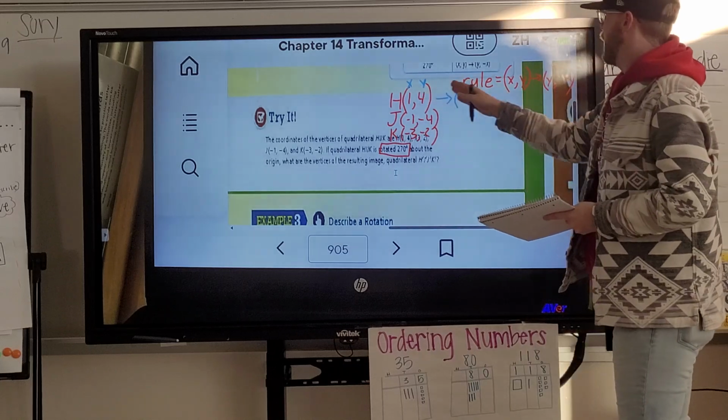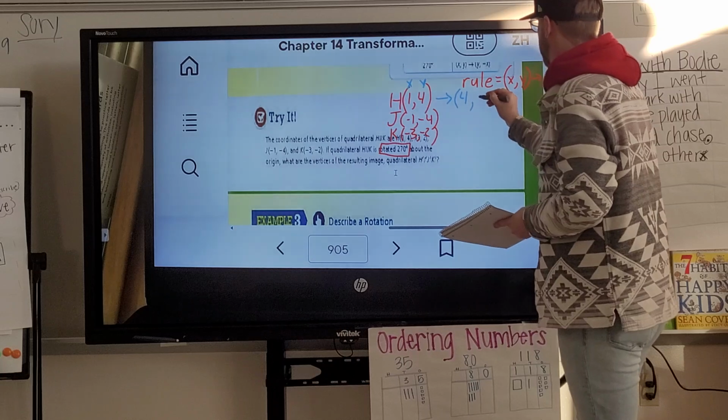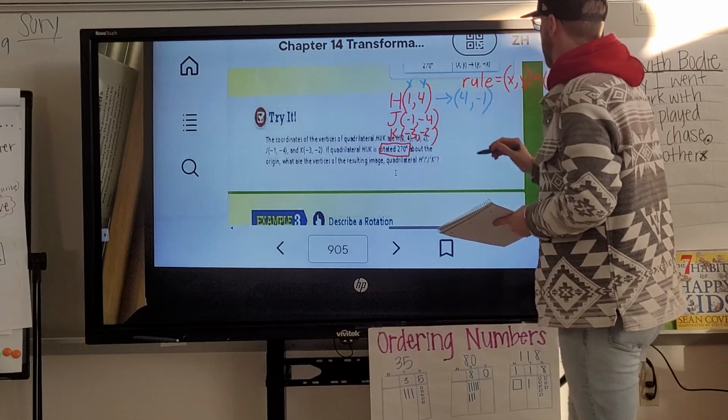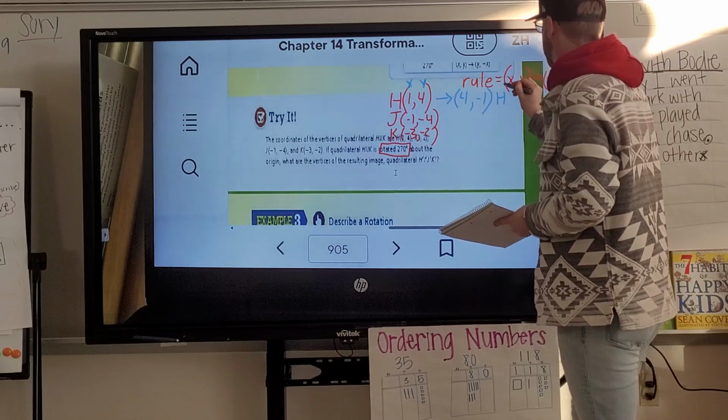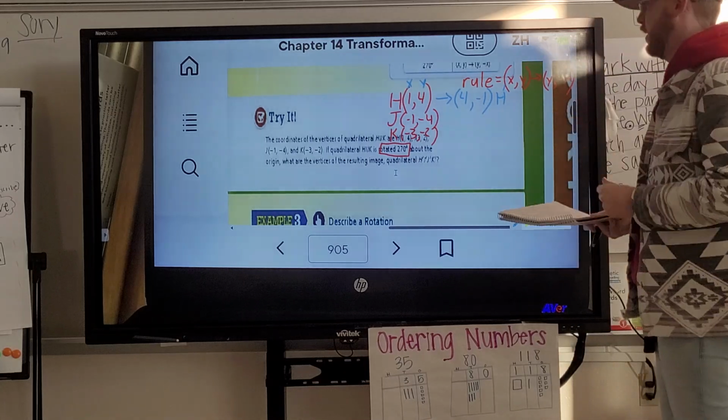And my 1 and my x actually changes to a negative. So now that's 1. That would be -1. And that would be for H on top. That tells me that that's after the rotation was completed.